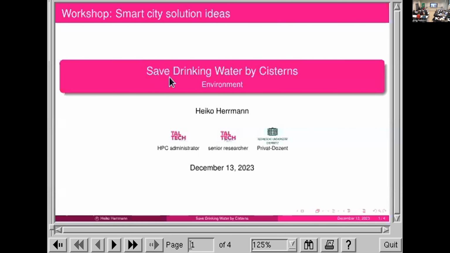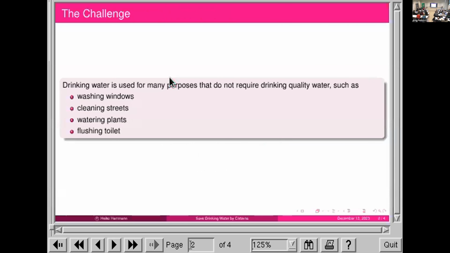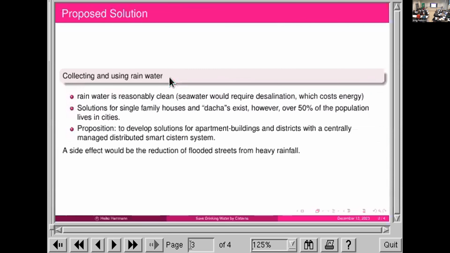Okay, so my proposed solution is for drinking water only for drinking. The challenge was proposed by the Port of Tallinn. The current problem is that our valuable drinking water is used for many purposes that don't require really clean drinking quality water, such as washing windows, cleaning streets, watering the plants in the garden, and also flushing the toilets. The proposed solution is actually a very old one: building rainwater tanks, cisterns, collecting and using the rainwater for most purposes where clean drinking water is not required.